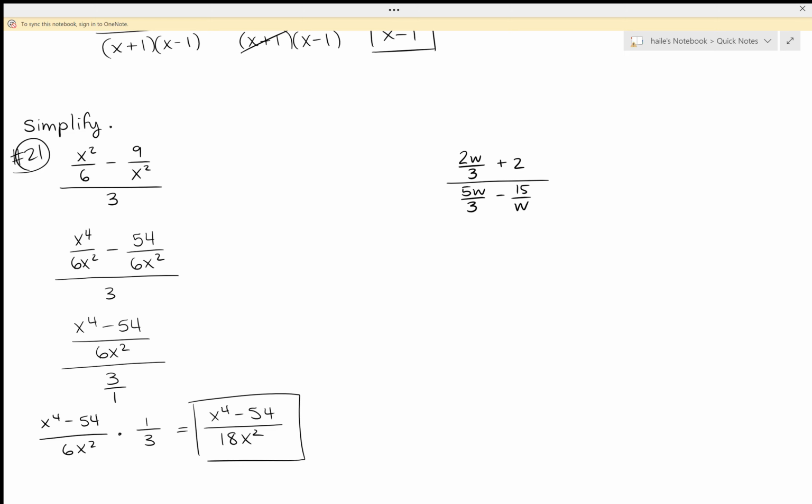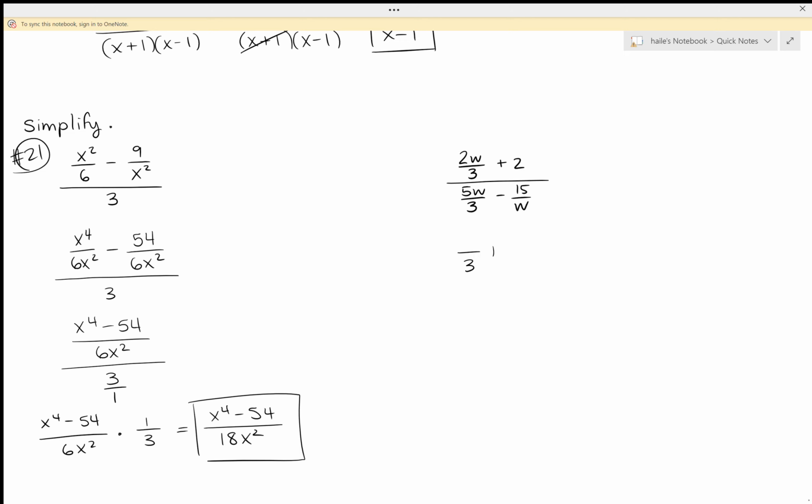All right, so let's look at a slightly more difficult one. This one didn't come from the worksheet, but I think it's good for you to see an example where there's a problem on the top and on the bottom. On the top, we have 2w over 3 plus 2, and on the bottom, we have 5w over 3 minus 15 over w. Both the top and the bottom of the fraction here are going to be their own addition problems. On the top, we should have a least common denominator of 3.